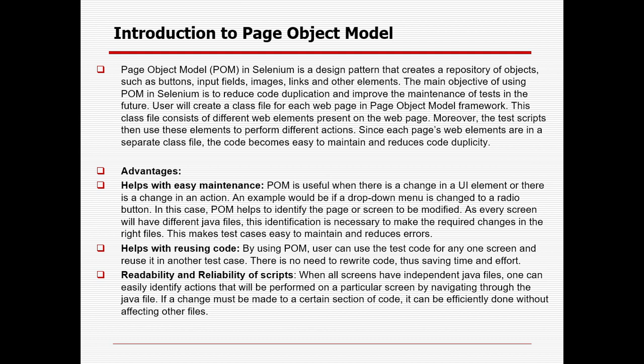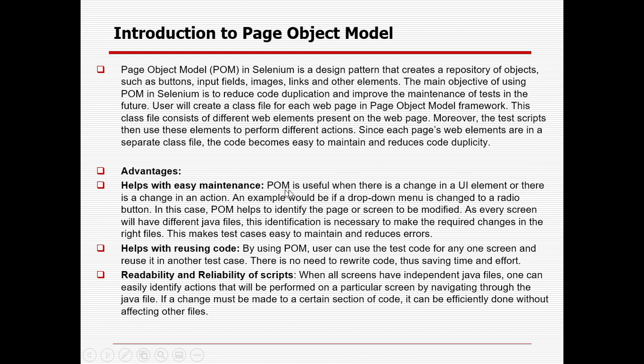So that you will see in today's session. This class file consists of different web elements present on the web page. Moreover, the test script then uses these elements to perform different actions. Since each page's web elements are in a separate class file, the code becomes easy to maintain and reduces code duplicity. That is the main objective of the page object model, and this is the similar advantage I have tried to depict here also.